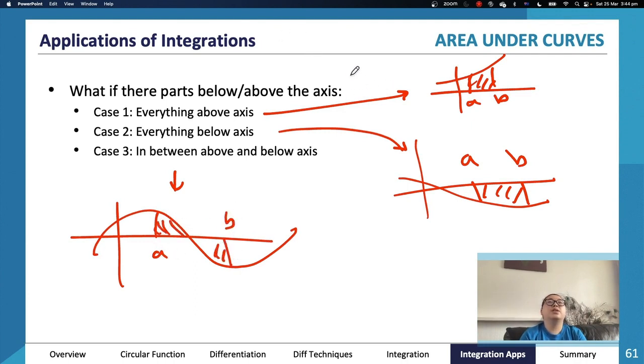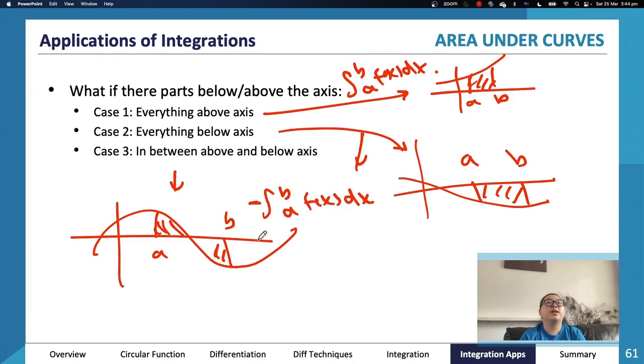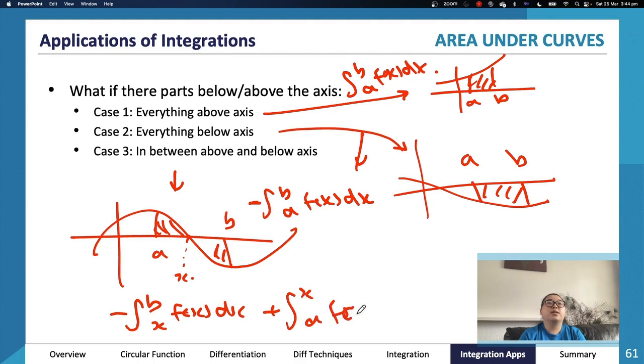In the first case, we can just integrate B to A of f of x dx if we want the absolute area. For the below-axis one, we just negate it because it should be positive, so negative integral B to A of f of x dx. Alternatively, you can also swap the terminals, and it gives you the same effect. For the last one, we need to cut it at this point. Let's say that's x. So we'll say negative integral b to x of f of x dx, and then plus integral x to a of f of x dx. And that's going to give us the same thing.